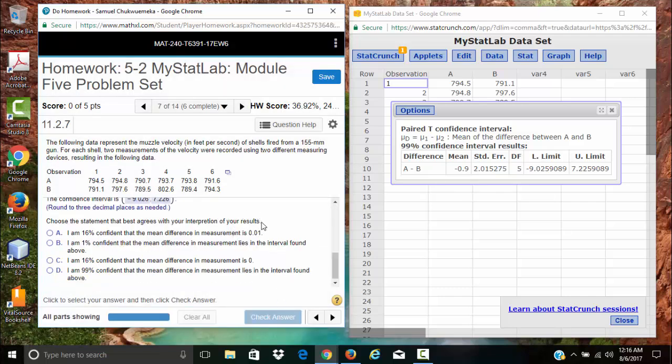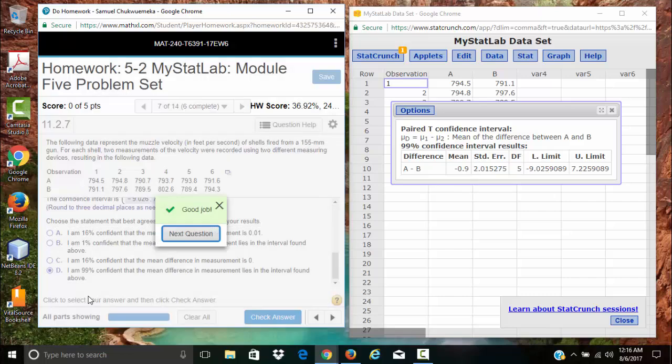And then interpret it. Interpretation, we've done that in previous videos. You're just 99% confident that the mean difference in measurement lies in the interval found above. That's it.